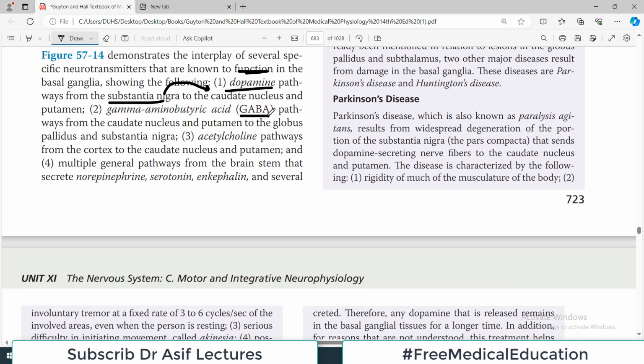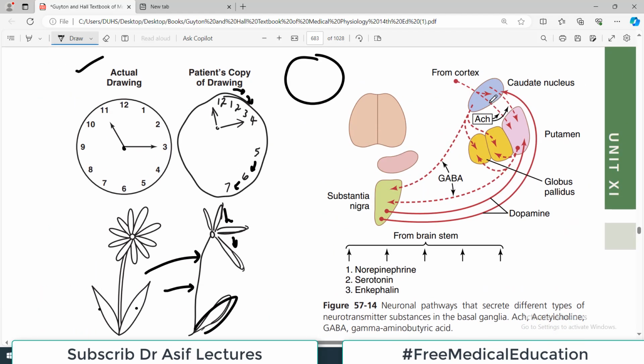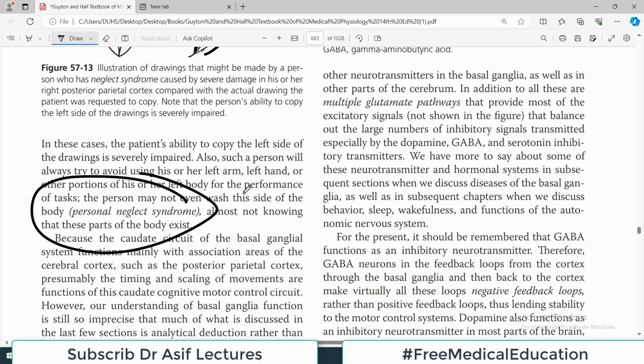So GABA is another one. It is released from the neurons which are involved in the pathway from the caudate nucleus to the putamen to the globus pallidus and substantia nigra. So remember these two. Acetylcholine pathways from cortex to the caudate nucleus and putamen, यानी cortex से जो भी pathways इस तरफ आ रहे हैं towards the basal ganglia, they will be utilizing acetylcholine as the neurotransmitter.